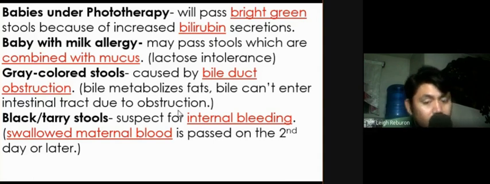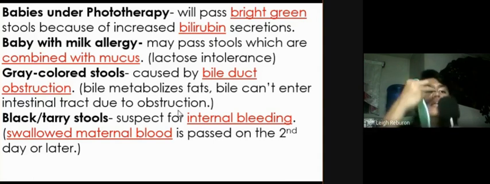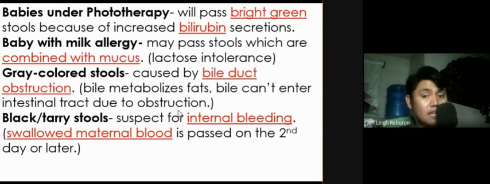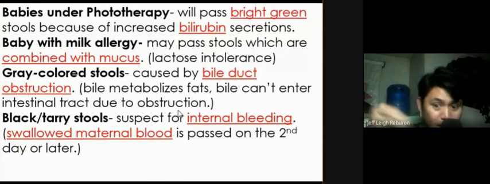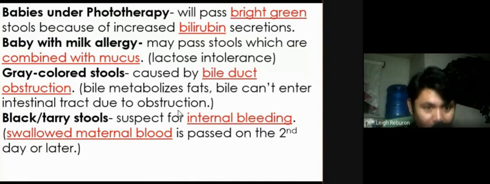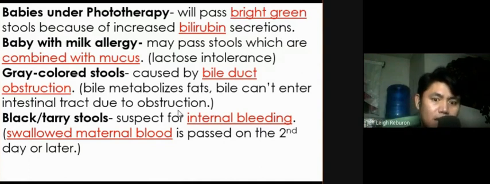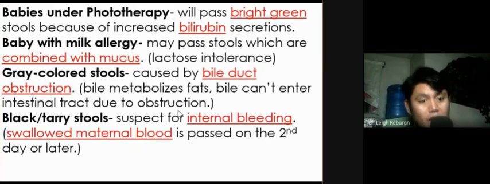The blood from the vagina. So what happens? They swallow the blood from the vagina, and then it passes through the stomach, where the blood will get mixed with the hydrochloric acid. And what happens? When red blood is mixed with vinegar, it becomes black. That is why sometimes we see black tarry stool in newborns on their 2nd day of life when they have swallowed maternal blood.